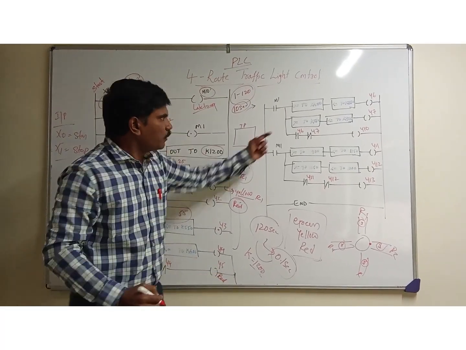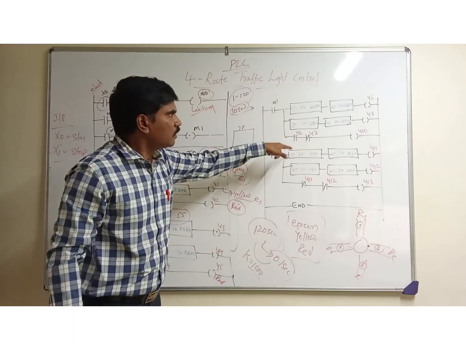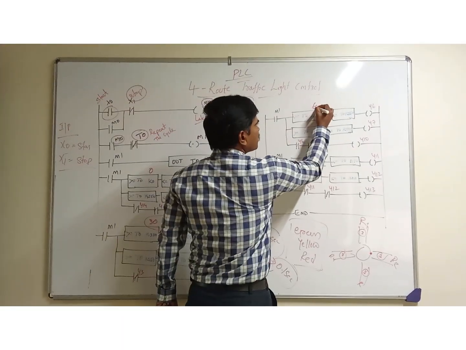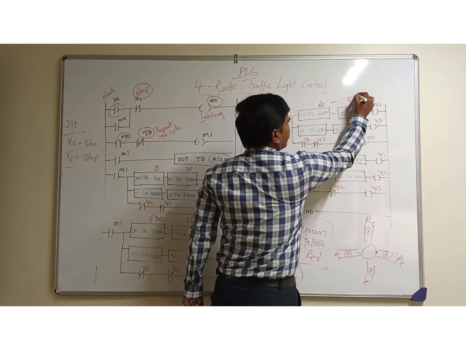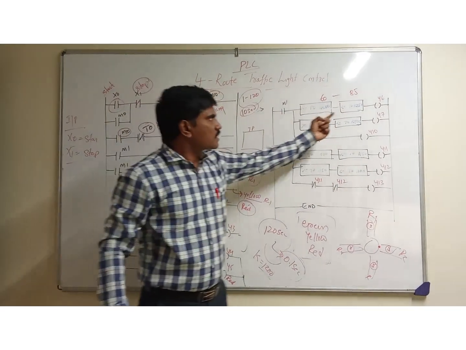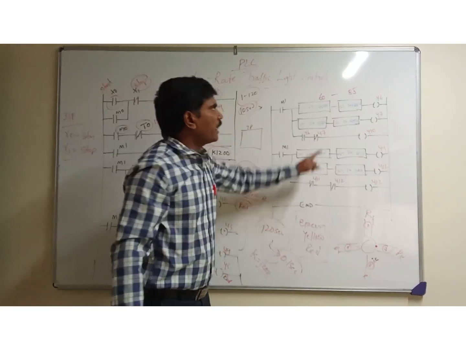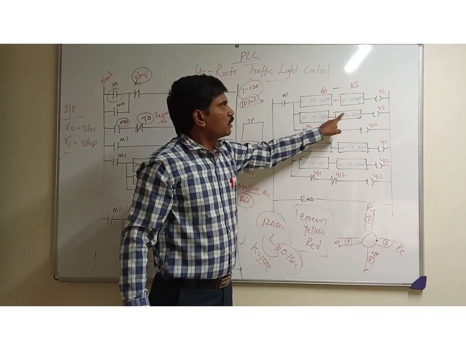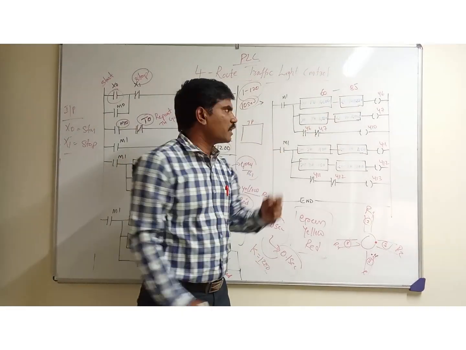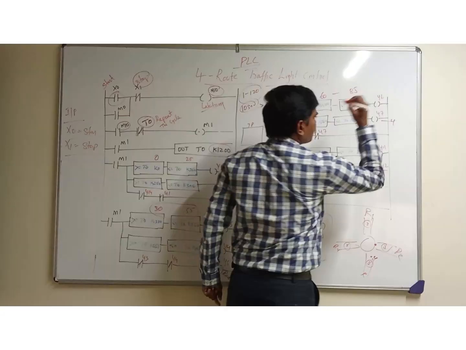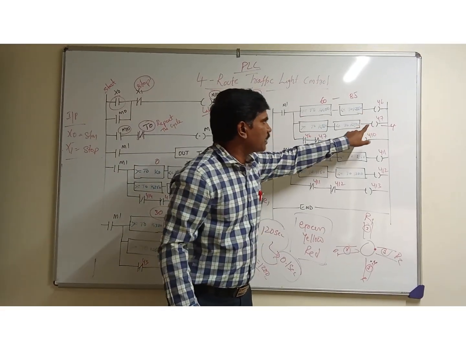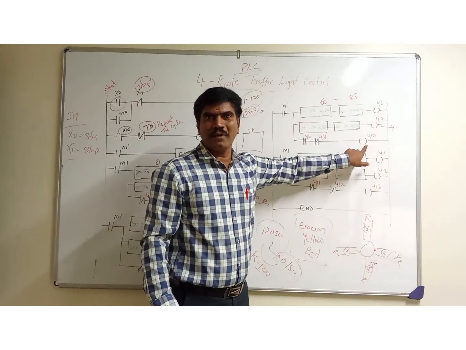Yes, after that it will go to the third route. In the third route, again from 60 seconds to 85 seconds, that is 25 seconds, it is green. After 85 seconds to 90 seconds, which means 5 seconds, it will turn on the yellow color. And after these two are completed, the red will remain.